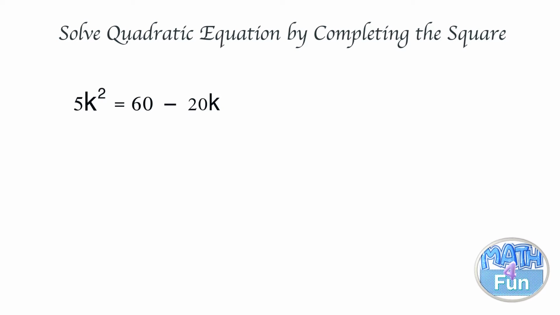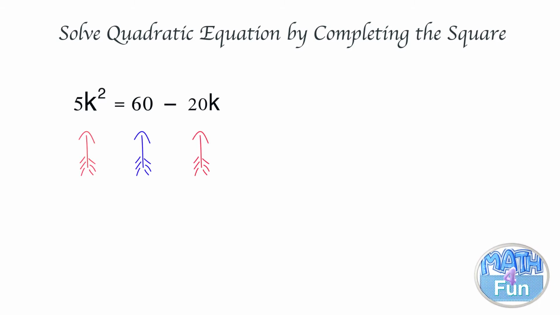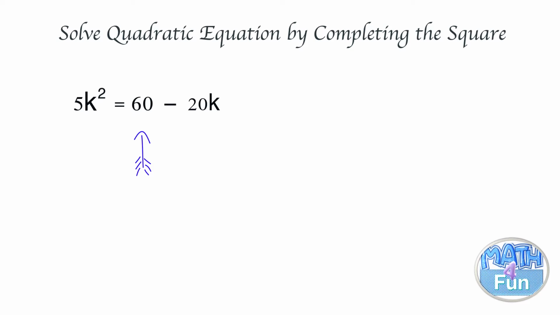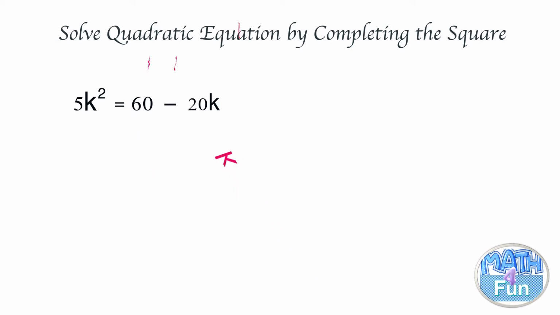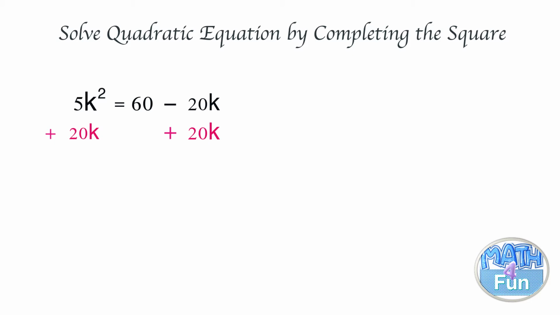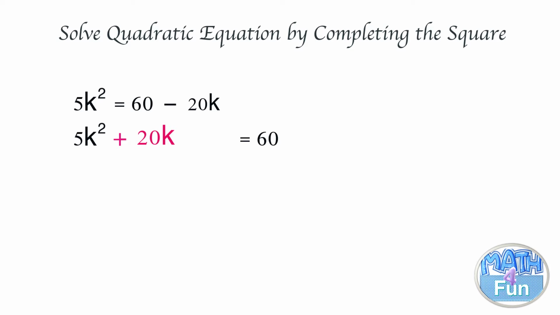First of all, let's take all terms containing the variable to one side and the constant term to the other side. How do we do that? Since we have minus 20k on the right side, we add plus 20k on each side. What do we get? We get 5k squared plus 20k, and let's leave a space here because we need it in the next step. We write equals 60.